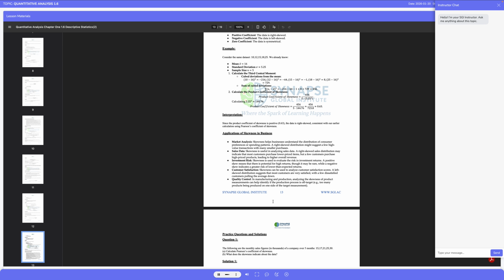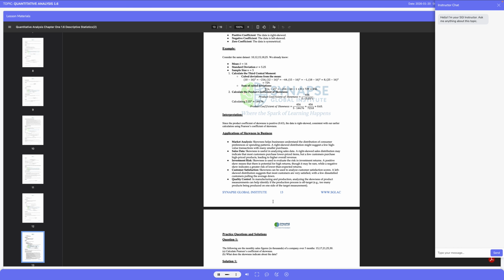Measures of skewness have important applications in business. In market analysis, skewness helps businesses understand whether most customers fall into lower or higher spending categories. In sales analysis, skewness reveals whether revenue is driven by many small transactions or a few large ones. In investment analysis, skewness is used to assess the likelihood of extreme gains or losses, which is critical for risk management.